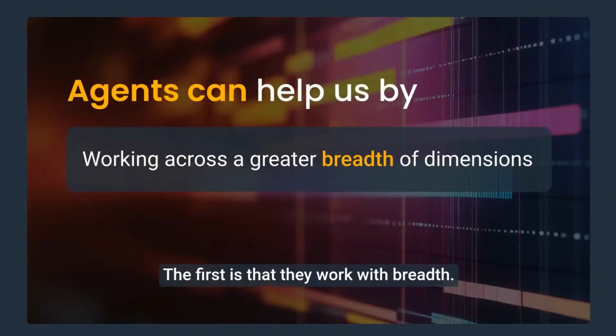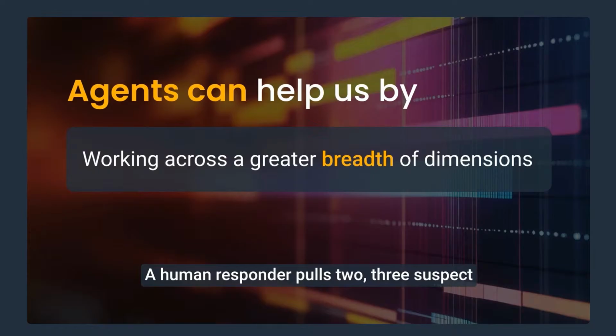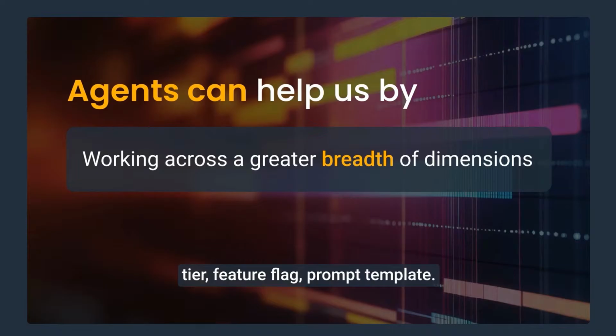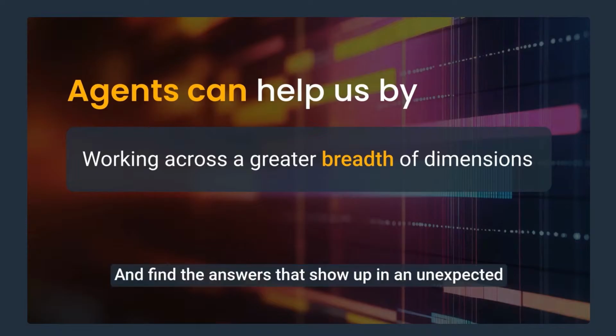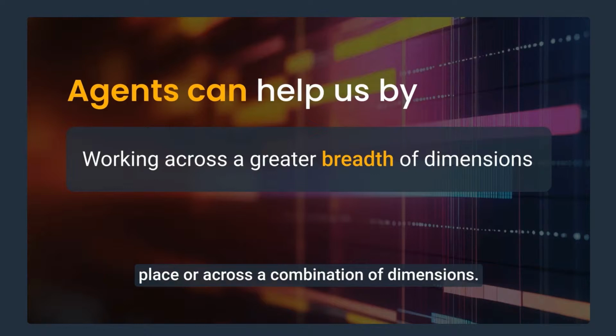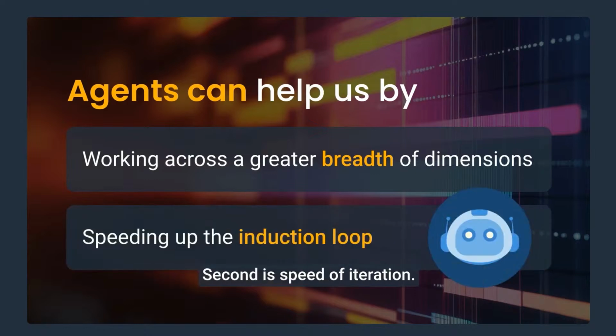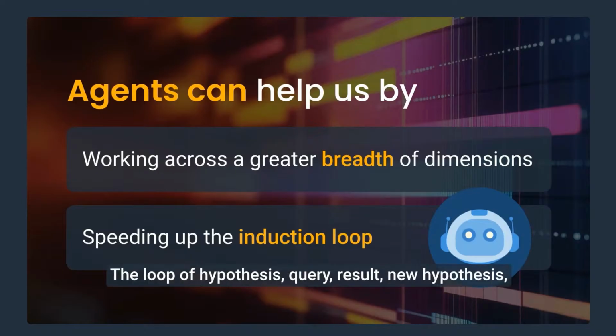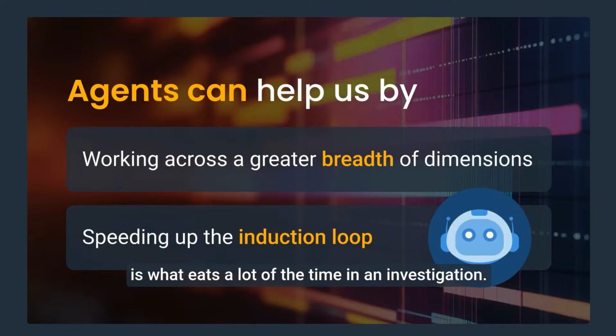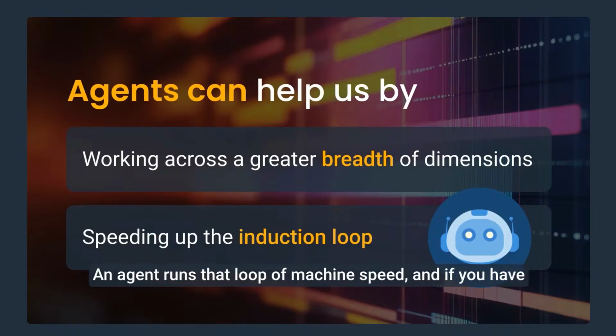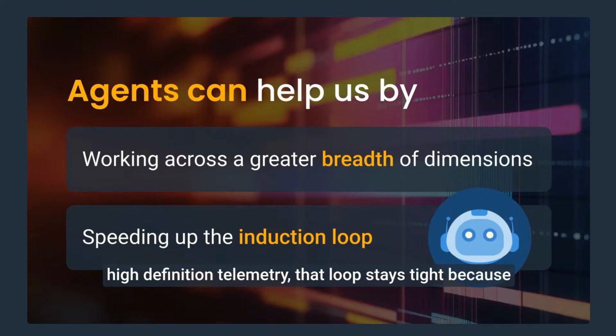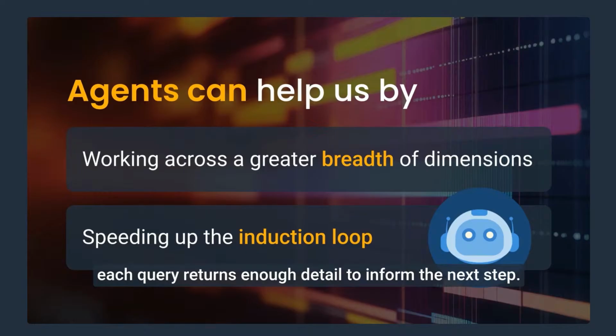The first is that they work with breadth. A human responder pulls 2, 3 suspect dimensions: service, region, status code. An agent can pivot on every attribute at once: build ID, model version, tenant, customer tier, feature flag, prompt template, and find the answers that show up in an unexpected place or across a combination of dimensions. Second is speed of iteration. The loop of hypothesis, query, result, new hypothesis is what eats a lot of the time in an investigation. An agent runs that loop at machine speed, and if you have high definition telemetry, that loop stays tight because each query returns enough detail to inform the next step.